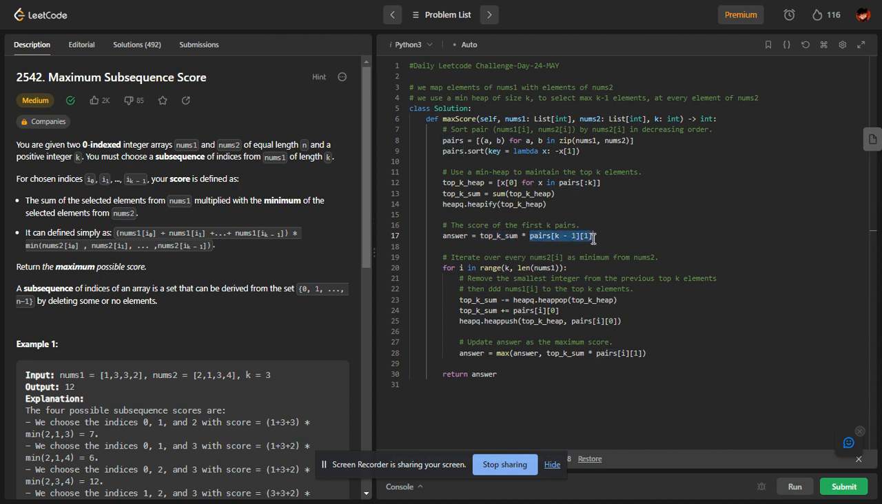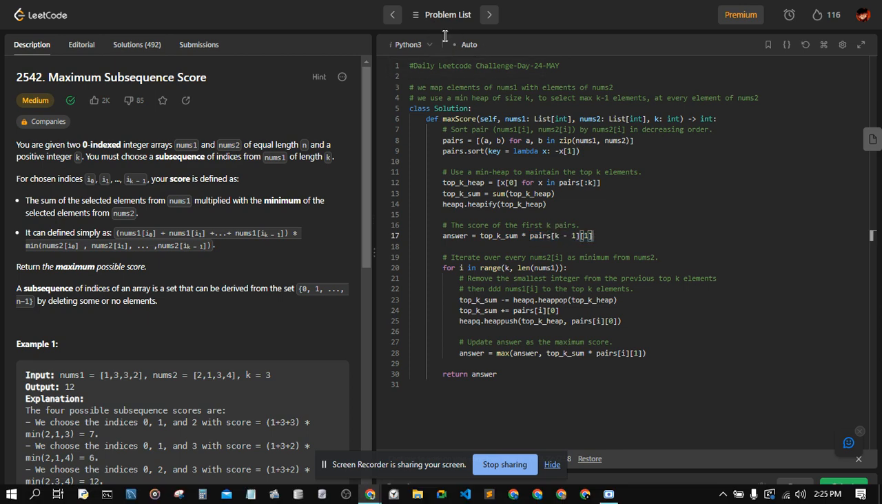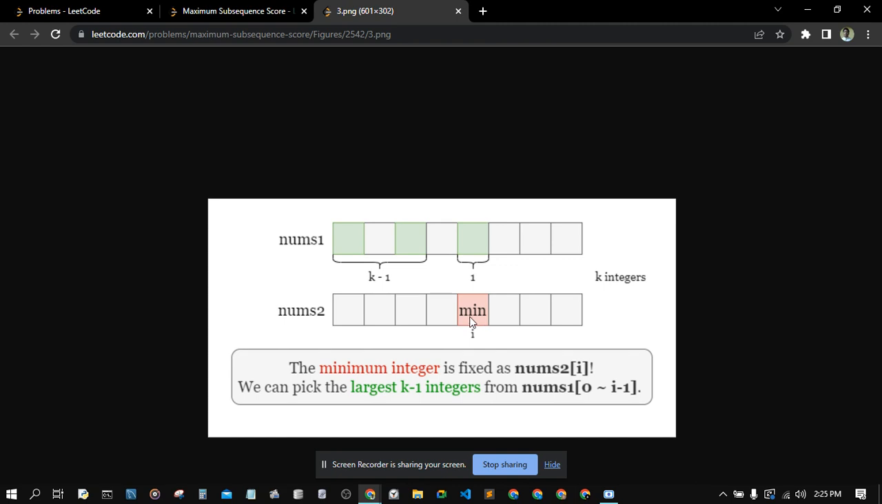Remember, as I told you, they are sorted in descending order. So when I fix this element, this is going to be the minimum. For when we are starting, we are taking the first elements. Now tell me what will be the index of the first minimum. It will be k minus 1, because when we say first 5 elements, we have to start from 0. So the last element, that is the kth element, will have index k minus 1. That is what is happening here.